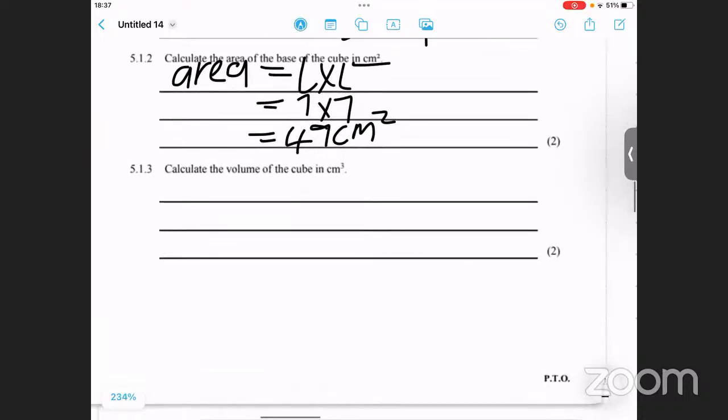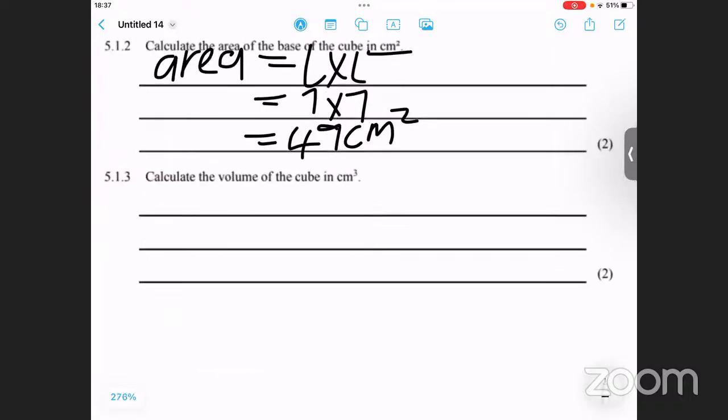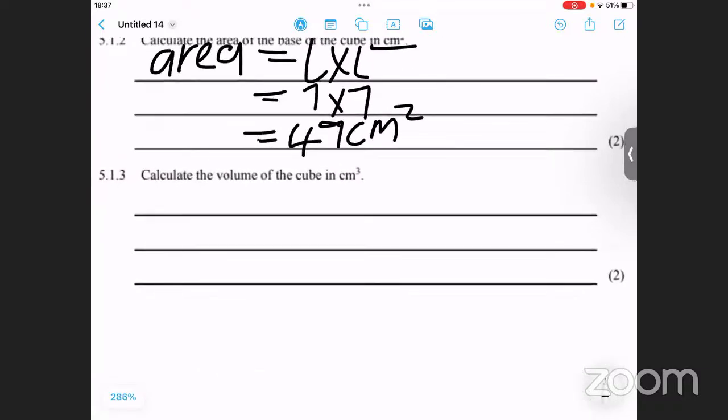Now let's calculate the volume of the very same cube in centimeter cubed. So we want to calculate the volume of this cube. How do we calculate the volume? What is the formula to calculate the volume of a cube? Lukumo, what's the formula to calculate the volume of a cube? What formula do we use?